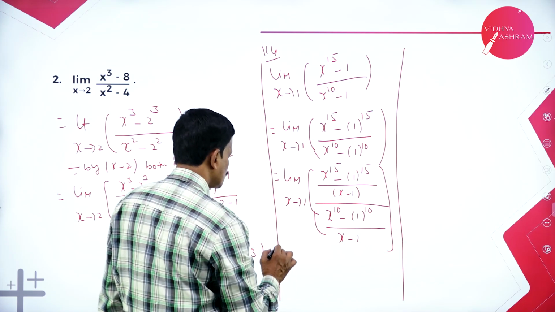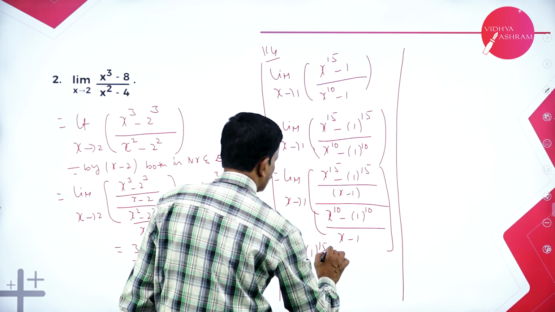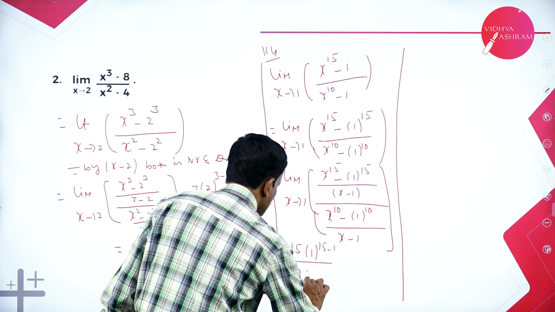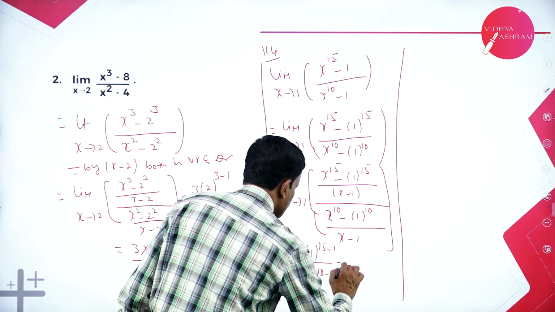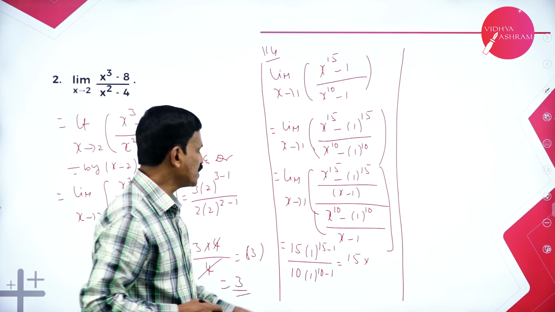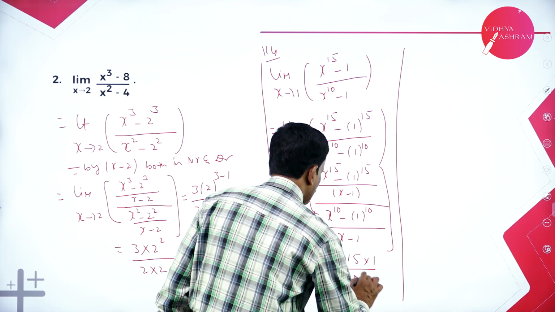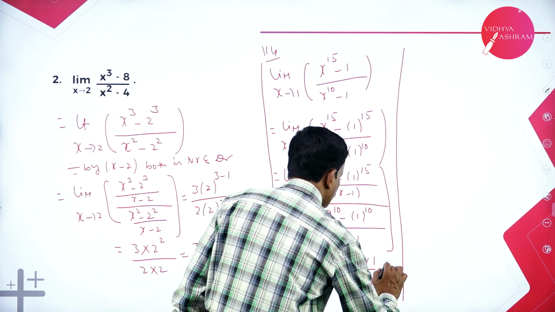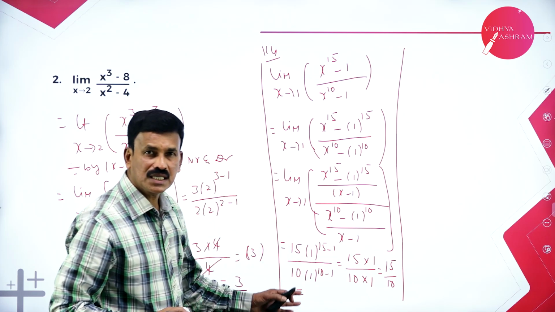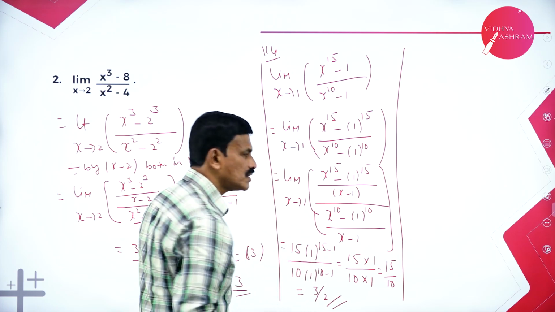Now apply the limit. In the numerator, n is 15: 15 into 1 to the power of 15 minus 1. In the denominator, n is 10: 10 into 1 to the power of 10 minus 1. So 15 into 1 to the power of 14, and 1 to the power of 14 is 1. Again 10 into 1 to the power of 9 is 1. So 15 by 10. 15 by 10 can also be written by dividing by 5: 5 3s are 15, 5 2s are 10, so 3 by 2 is the required answer.